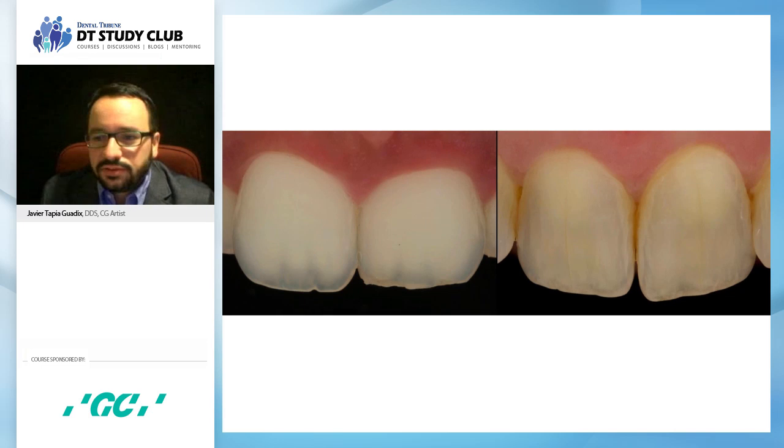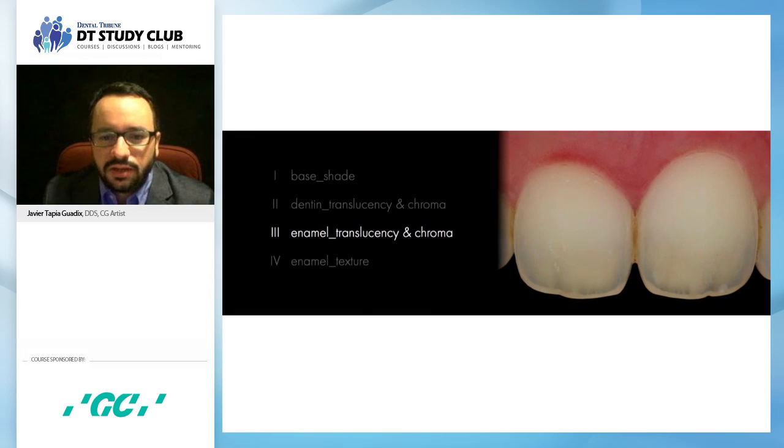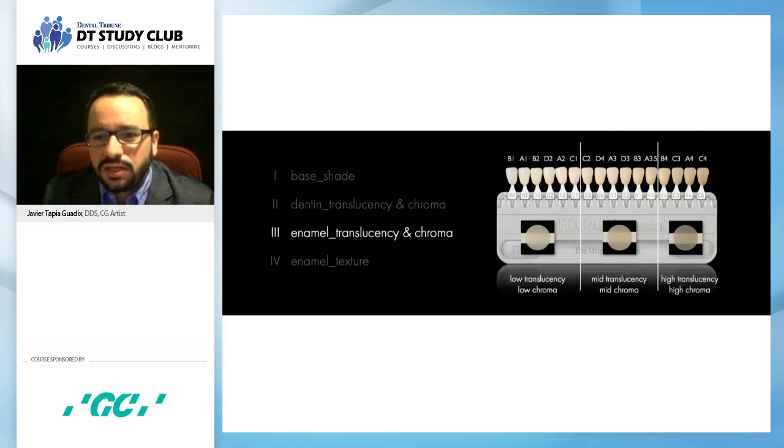Of course, we have the same pictures as before, older and younger patients, so we need to adapt our layering technique in order to match these differences. Then we will look at the enamel, and we will evaluate the enamel translucency and the chroma. Usually the trick is just to divide the guides into some steps, and as we go for more chromatic colors, we will use a limited amount of shades. We will start with low translucency and low chroma, going to higher translucency and higher chroma on older patients, older teeth, more chromatic teeth.